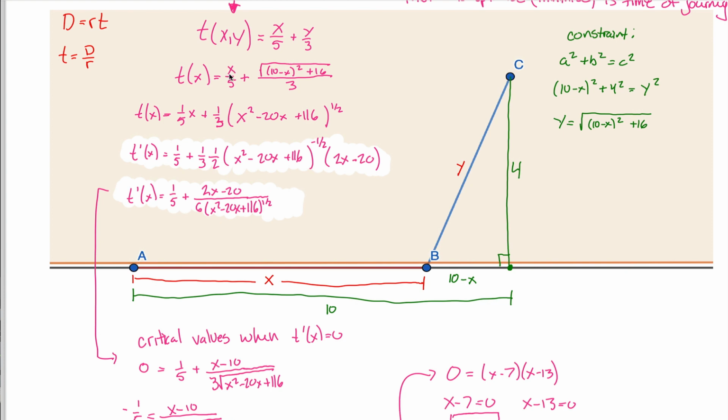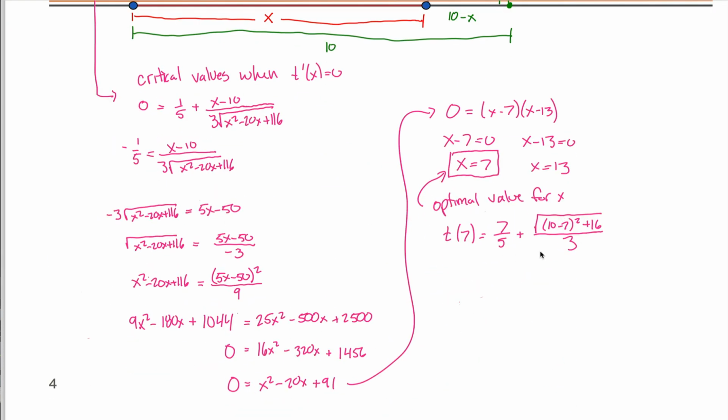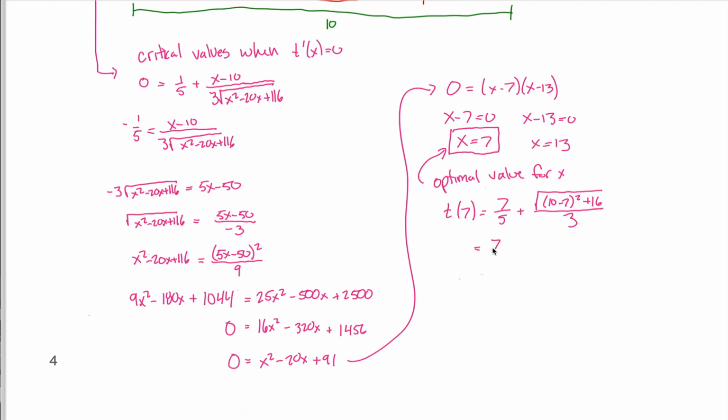T of 7 would be 7 divided by 5 plus the square root of (10 minus 7) squared plus 16, over 3. I've got the answer to the question, but if I've gotten this far, I might as well clean stuff up a little bit, right? 10 minus 7 is equal to 3. 3 squared is equal to 9. So I got 9 plus 16 under the radical here. 9 plus 16 is 25. So I got the square root of 25 over 3.